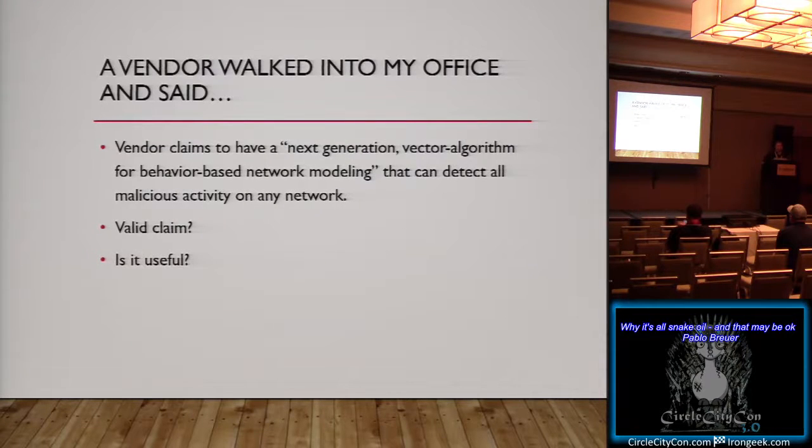So what does that look like? I'll give you an example. I recently, actually, personally had this happen. A vendor came into my office with a bunch of PhDs. I am not a PhD. But they came in with a bunch of PhDs with 100-pound heads, and they claimed that they had a, quote, next-generation vector algorithm for behavior-based network modeling that can detect all malicious traffic on a network. What in the wild world of sports is a next-generation vector algorithm for behavior-based network modeling? That's when my little flag goes up, and I go, well, that sounds like snake oil. Right? So, does this sound like a valid claim?